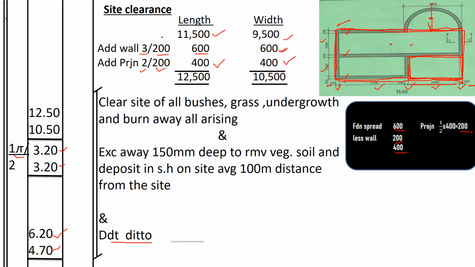So let's continue. For the site clearance, it shall be: clear site of all bushes, grass, undergrowths, and burn all arisings, and excavate away 150 millimeters deep to remove vegetable soil and deposit it in soil heaps on site, average 150 millimeters distance from the site, and deduct detail. That one shall have given us the total area that we shall use for the building, and that is the total area that we shall do site clearance.